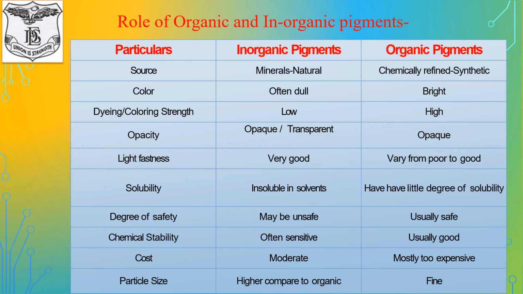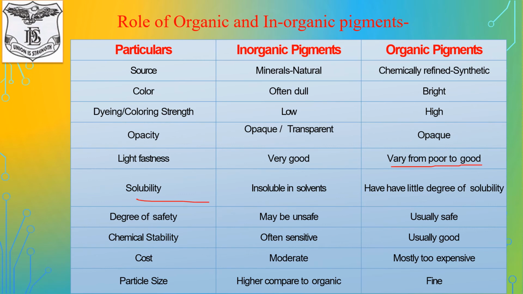Opacity: inorganic pigments are opaque or transparent. Organic pigments are opaque. Opaque means they are able to hide the base surface. And some inorganic class pigments, they are extenders. They are transparent in wet conditions and they give hiding in a dry condition, called wet hiding and dry hiding. Light fastness: inorganic pigments have very good light fastness and organic pigments are poor to good light fastness.